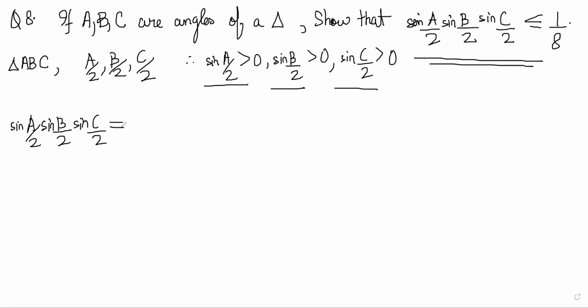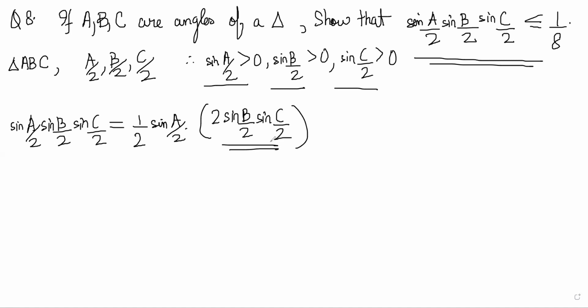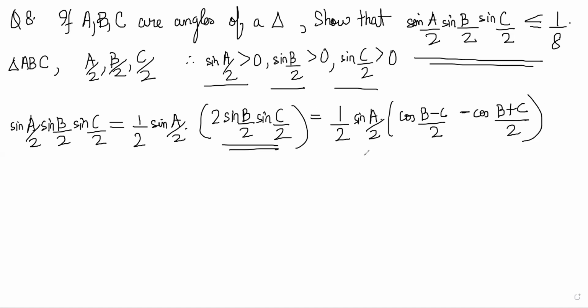We can say that this is equal to half of sine A by 2 and multiply it by 2 sine B by 2 sine C by 2. And we can write the 2 sine B by 2 sine C by 2 as the difference of cosines. We can write it as half of sine A by 2 times cos of (B minus C) by 2 minus cos of (B plus C) by 2, right? This is an identity that will be obvious to you if you expand these two. Cos C minus cos T will be this, right?